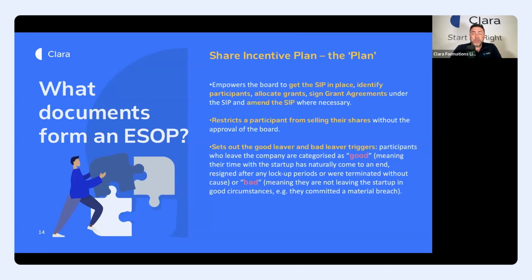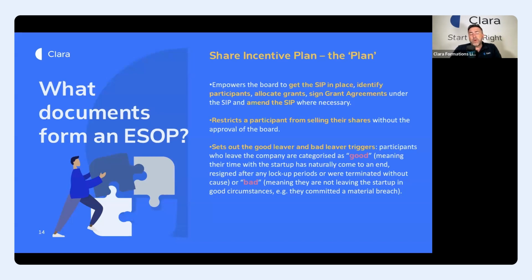It does things like restricts a participant from selling their shares, because you might be always thinking, if you give shares to an employee and they were to leave, are they just going to sell it to their friends or to another investor? The answer is no. All these shares are restricted, and they do need board approval in order for them to be sold.